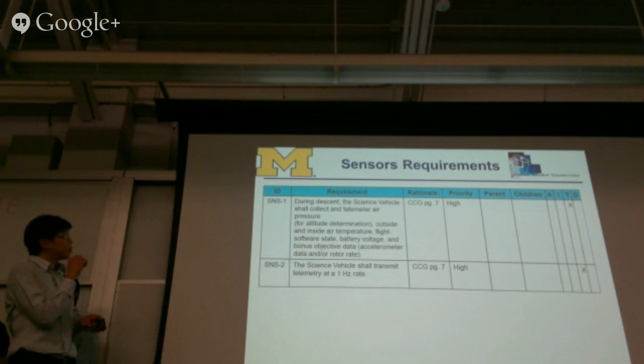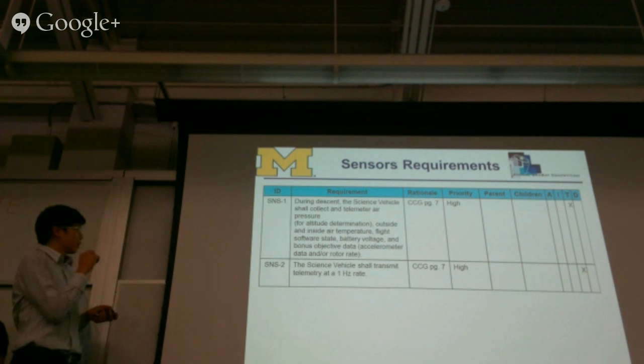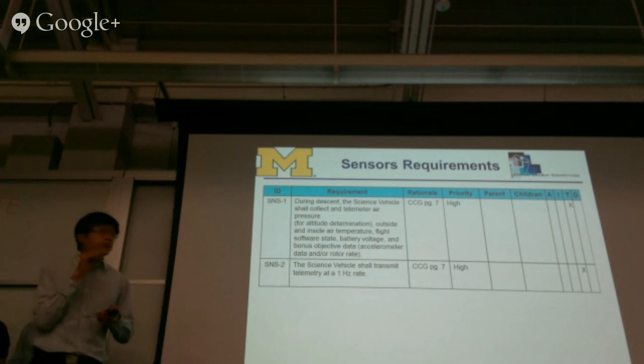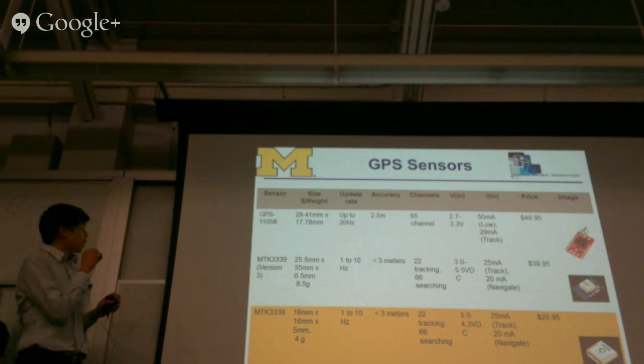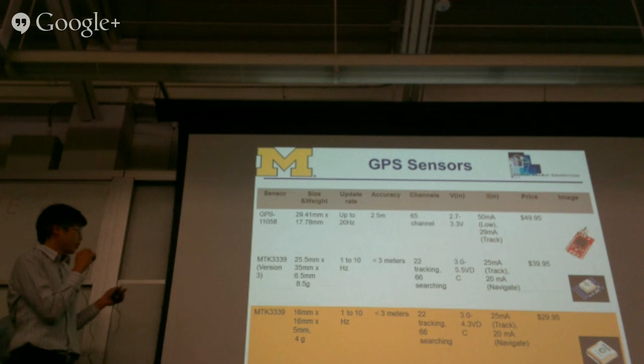And here are the requirements for the sensor subsystems. The most important one is actually that the science vehicle should transmit the telemetry data at 1 hertz. Here is the GPS sensor, as I mentioned earlier. We actually chose the MTK 339 version 3. If you look closely, the MTK 339 and the one at the bottom of it are similar, but version 3 has breadboard adapters, so it will be easier to work with. That's why we chose the second one.